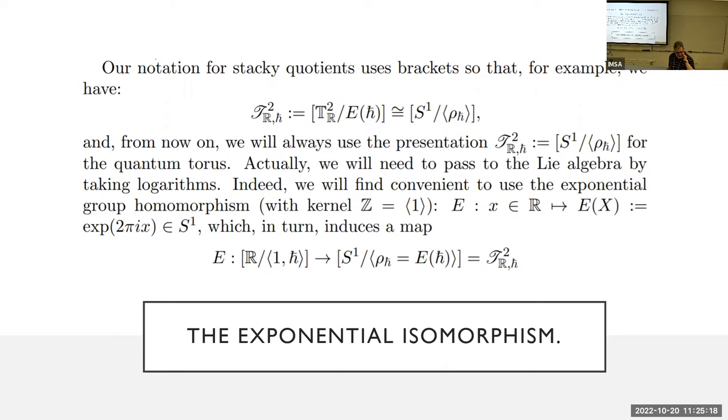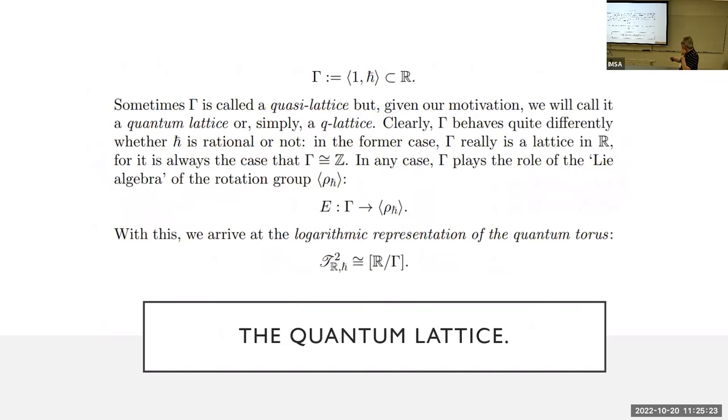Okay, so gamma is a quasi-lattice, but I will call it a quantum lattice. And gamma behaves quite differently whether h is rational or not. In the former case, gamma is really a lattice in R, and it's always isomorphic to Z, but the interesting case is when it's not, and this is kind of the Lie algebra of the rotation group. In any case, we have the logarithmic representation of the quantum torus as R modulo a quantum lattice. I'll go back to that because that h bar will be the parameter for the moduli space of toric varieties, and it's an arithmetic group that is acting on the lattices that gives you the equivalence relation. It's an arithmetic group that's acting on the lattices.